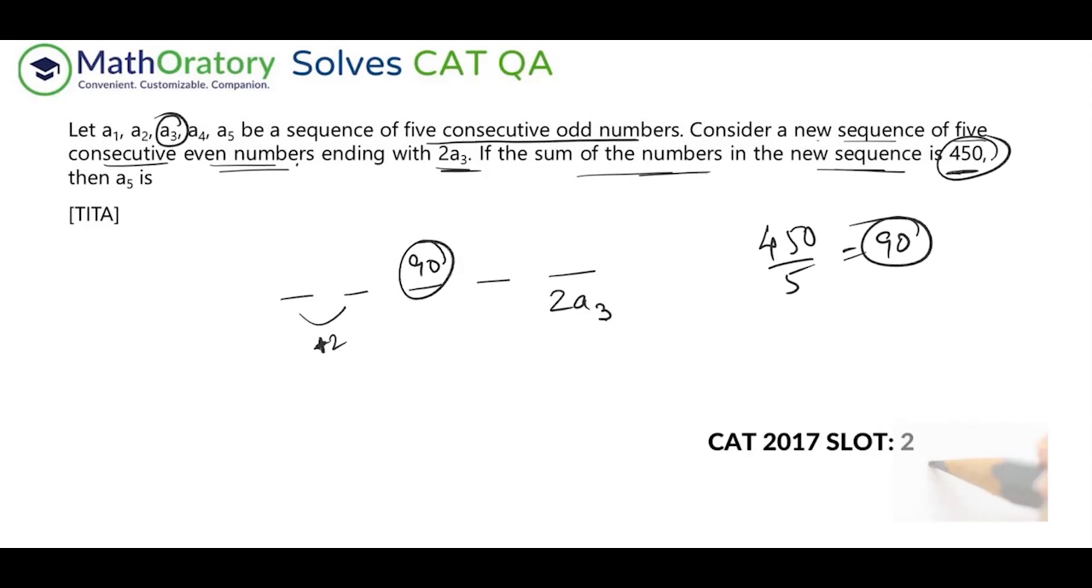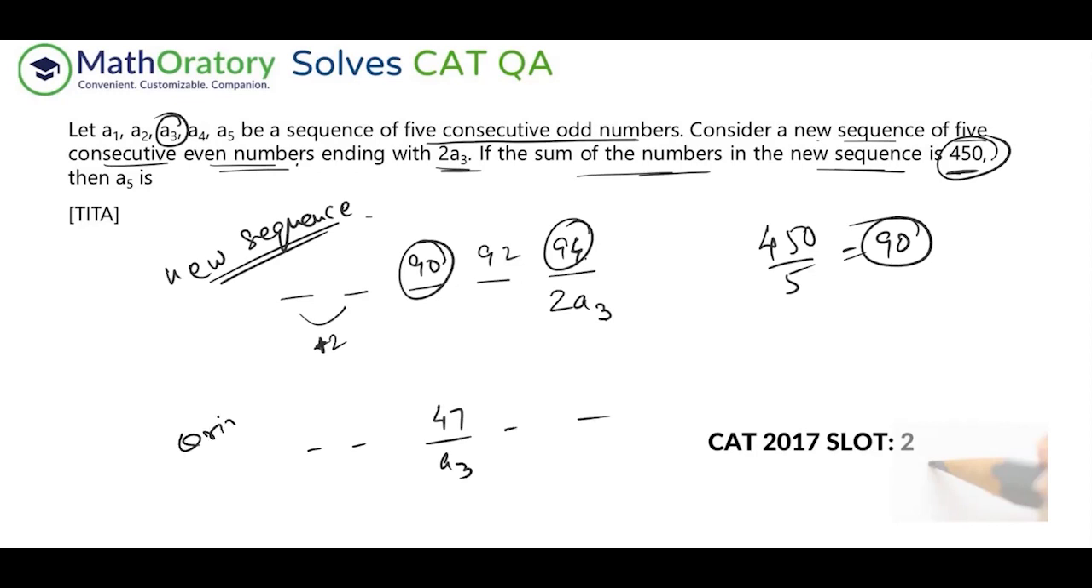So this is the new sequence. Let me write that down. So the new sequence has an average of 90, right? And since the common difference is 2, this number is 92 and this is 94, right? So the 2A3 is 94, telling us that A3 is 47, half of it, isn't it? Now this was the original sequence.